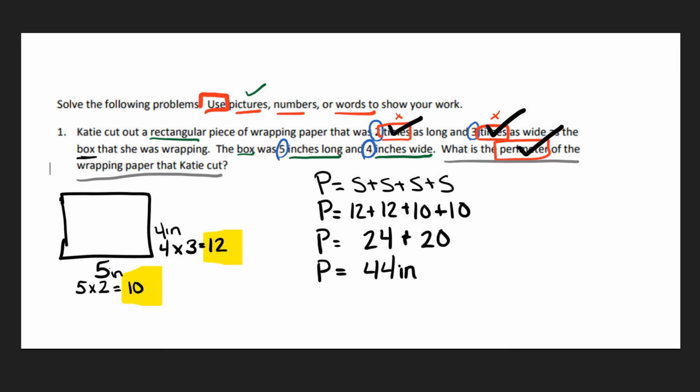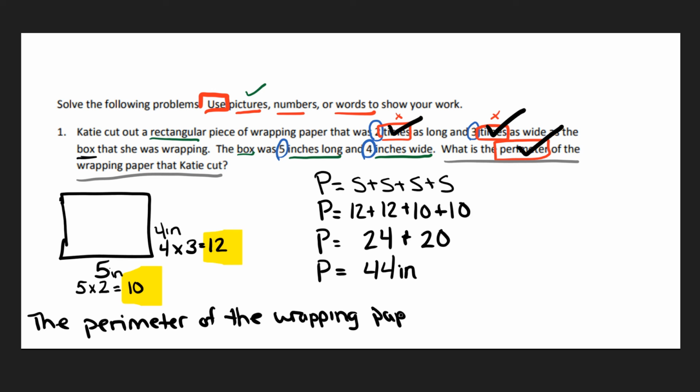And now that I've found the perimeter and can checkmark that action word, I'm going to give them words by writing a sentence. The perimeter of the wrapping paper was 44 inches. And now I'm done.